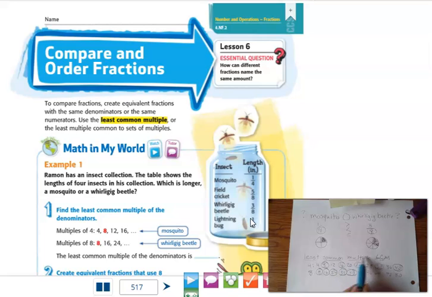So what I just circled, I've done the multiples, and I've just circled all the common multiples. It's 8, 16, 24, 32, and 40. Those are the common multiples, at least as far as I've gone.